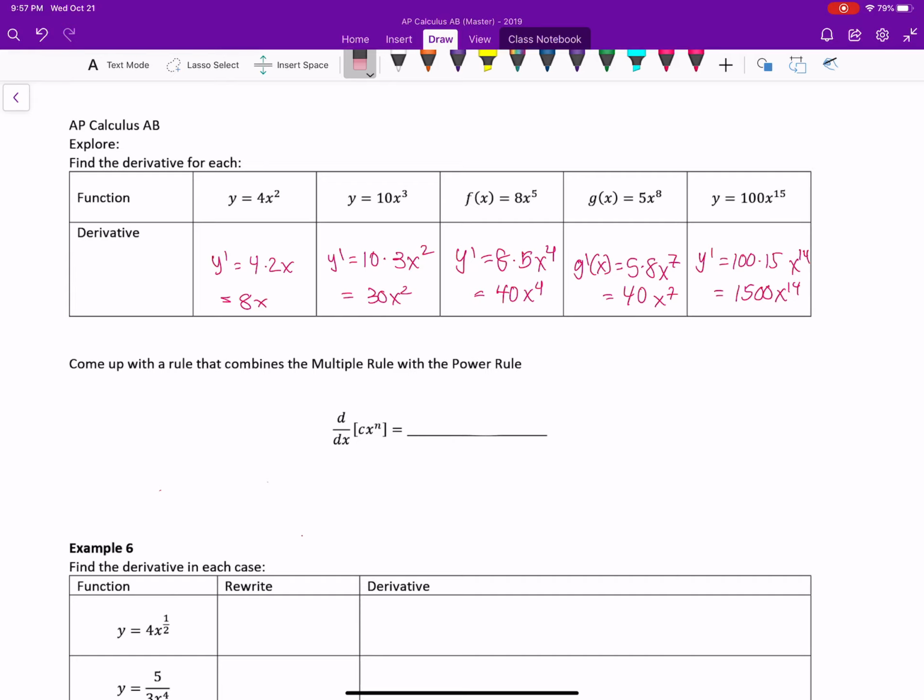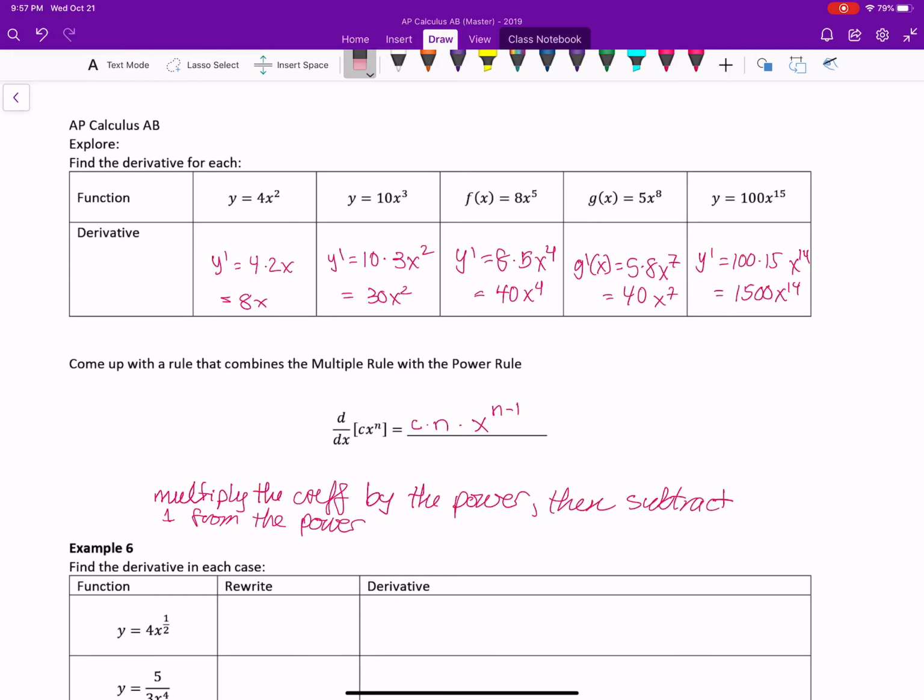video a little bit, but here, if you can create your own rule, I want you to pause the video and create your own rule. If you may get it wrong, don't worry, I'll show you in a minute. This is what you should be getting for that rule. You take the constant multiplier times the power, and then you multiply by x to the one less power than before. So here, if I put it into words, this is what that would look like.